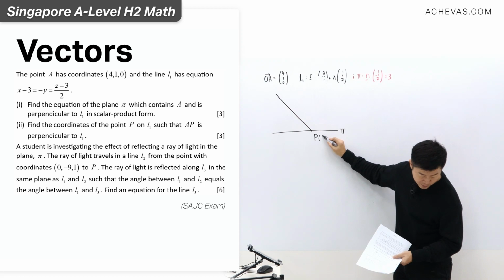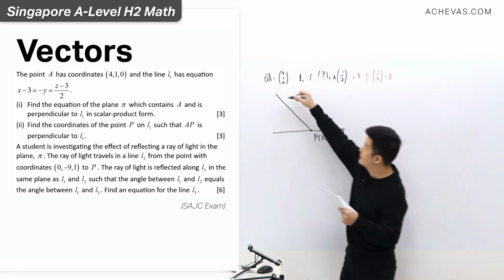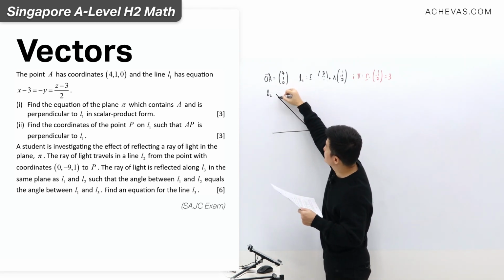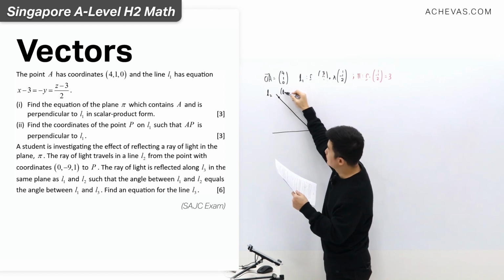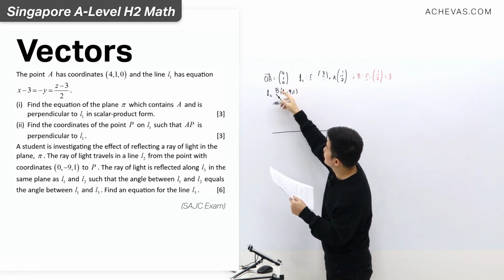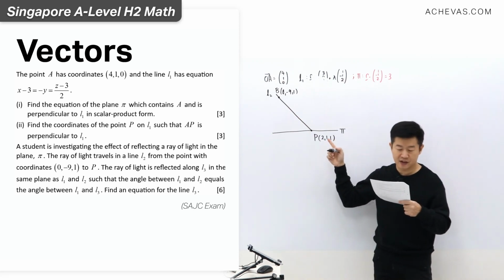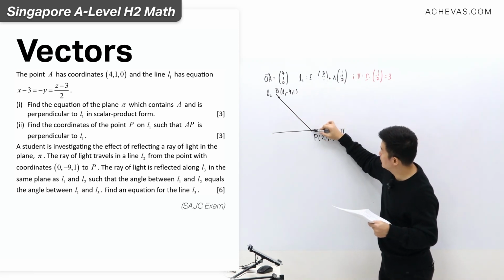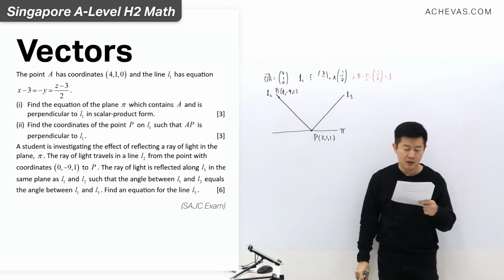Based on what we have found previously, P has coordinates of (2, 1, 1). And this L2, according to what the question says, passes through a point (0, -9, 1). I'm going to call this point B, because A is already given to me here. And the ray of light is reflected along L3, in the same plane as L1 and L2.